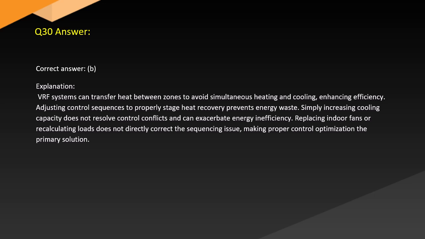Answer. Correct answer: B. Explanation. VRF systems can transfer heat between zones to avoid simultaneous heating and cooling, enhancing efficiency. Adjusting control sequences to properly stage heat recovery prevents energy waste. Simply increasing cooling capacity does not resolve control conflicts and can exacerbate energy inefficiency. Replacing indoor fans or recalculating loads does not directly correct the sequencing issue, making proper optimization the primary solution.